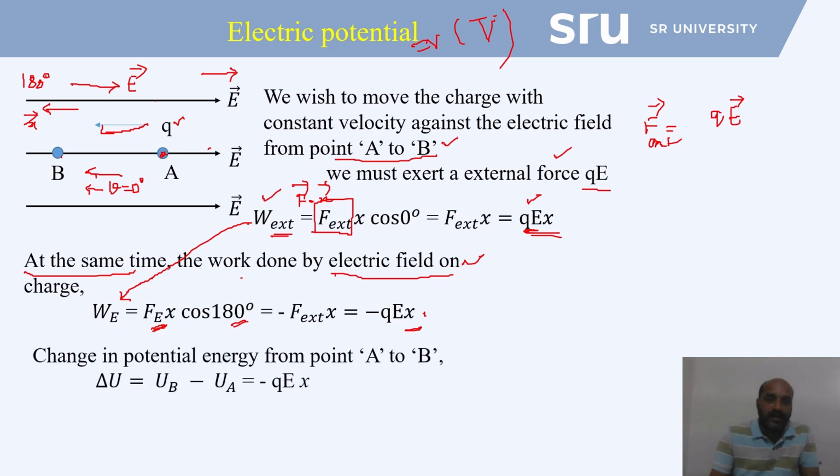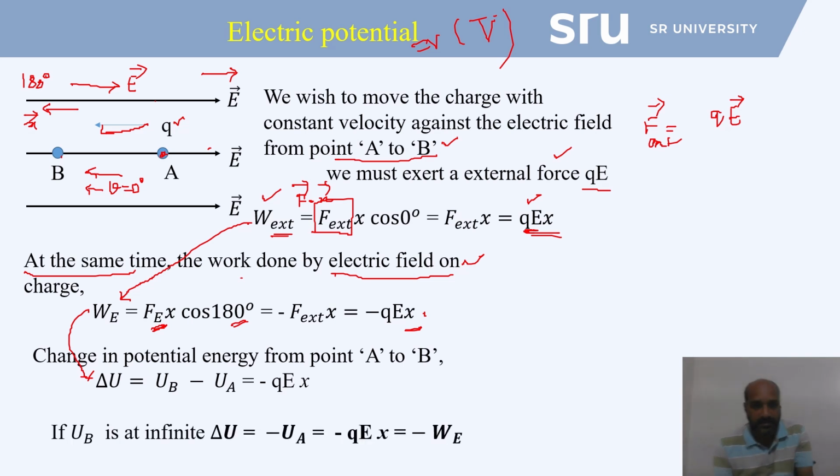And this work done is stored as potential energy. So this delta U, the change in potential, is UB minus UA, which is minus QEX. If UB is at infinity, delta U will be minus QEX. I mean, we'll try to understand this particular statement a little more clearly.